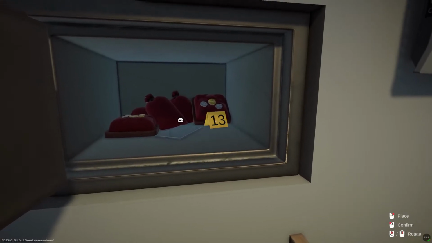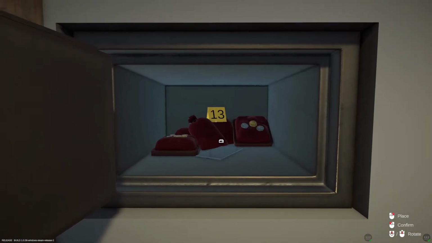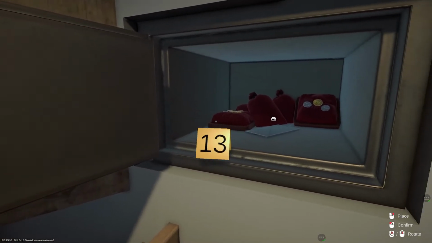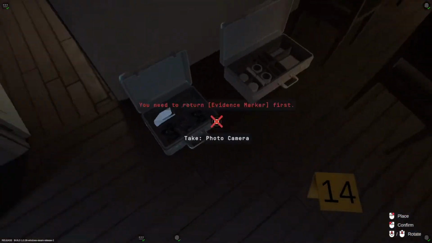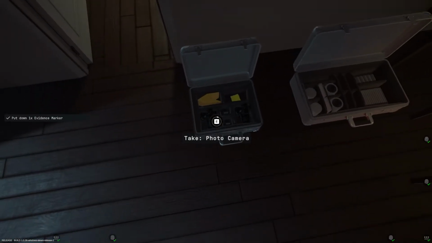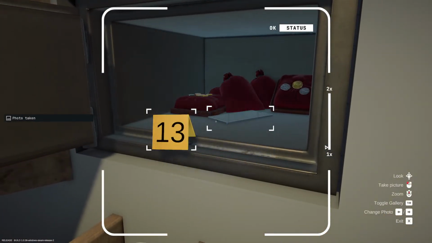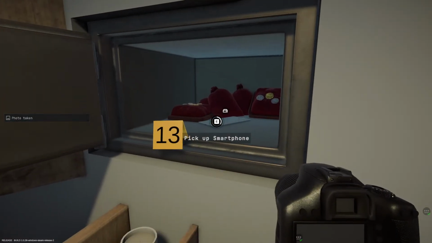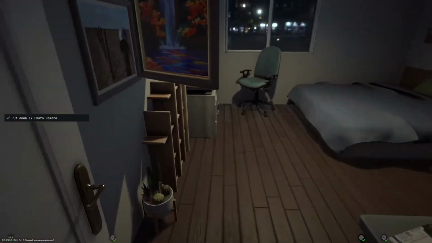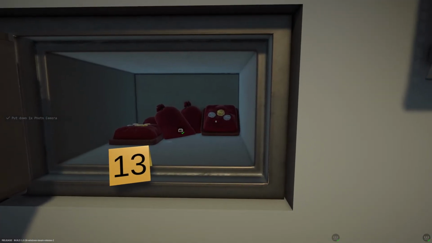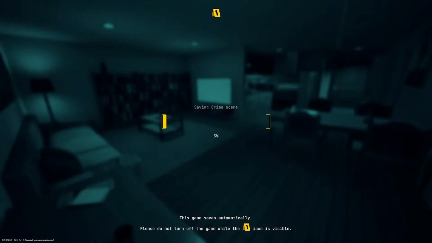Trying. There we go. Nope. And this is kind of difficult to get in here. There we go. That's the best we can do. Just kind of snapping back and forth there. Let's get this photo. Okay. We'll grab that phone and run a scan on that thing. Alright, let's get out of here. Go back to the lab.